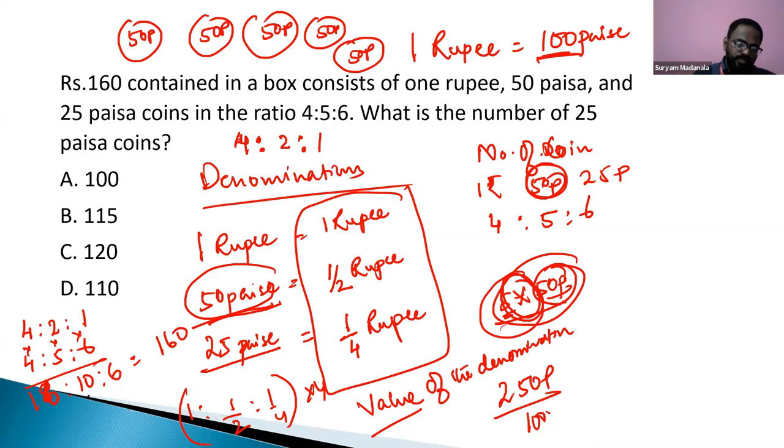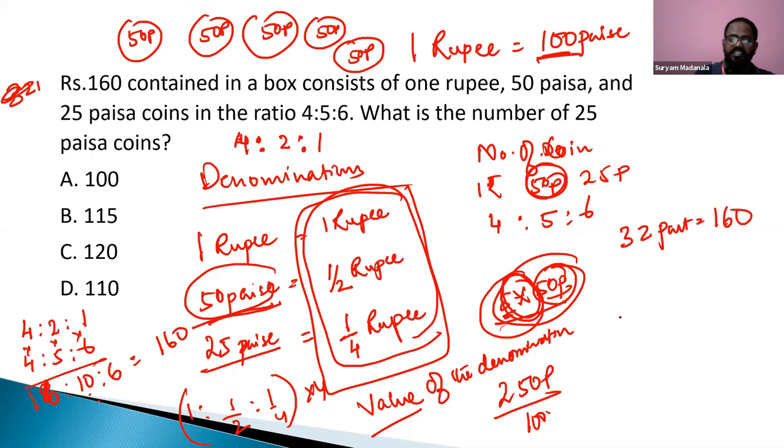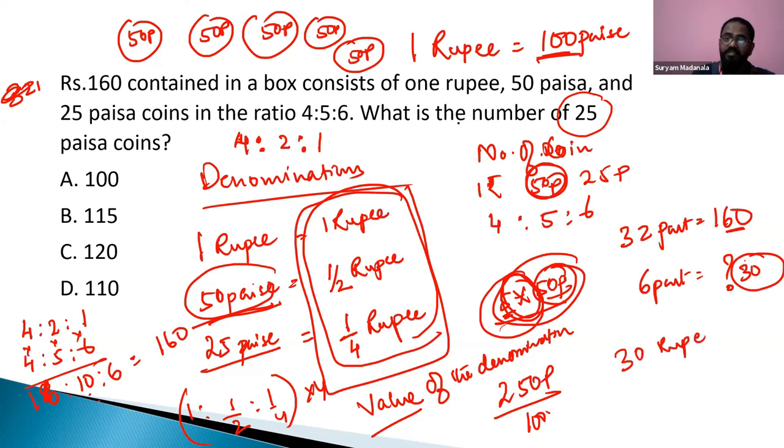Now how many parts do we have? 16 plus 10 plus 6 is how much? 32 parts. I don't need to convert anything because we have converted the paise into rupee. Now 32 parts is equal to 160. They are asking for the number of 25 paise coins. Here 25 paise is 6 parts. So 6 parts is how much? We get 30. So 30 rupees is of 25 paise.